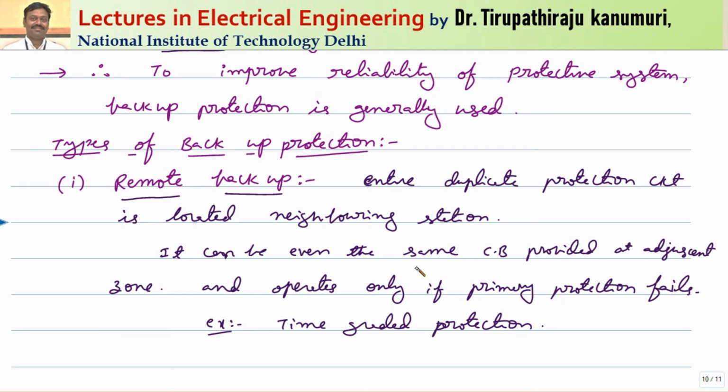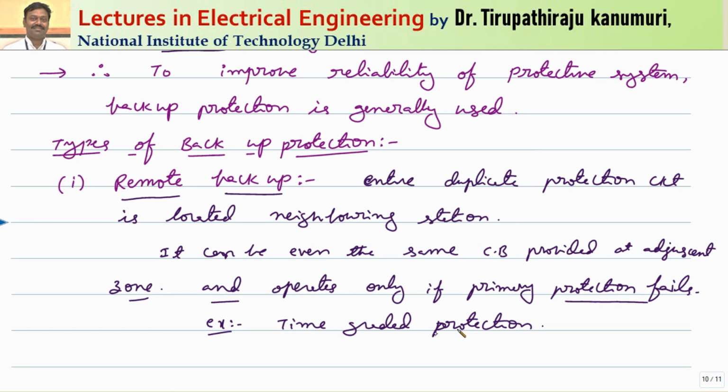So this can be even the same circuit breaker or the protection scheme that is provided at the adjacent zone. If the protective scheme in the adjacent zone has different characteristics, then we may use a different type of scheme from the first one, and that entire set of protection circuit will be different. So it operates only if your primary protection system fails.